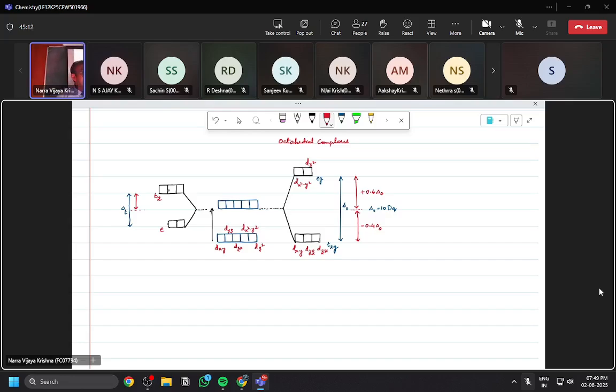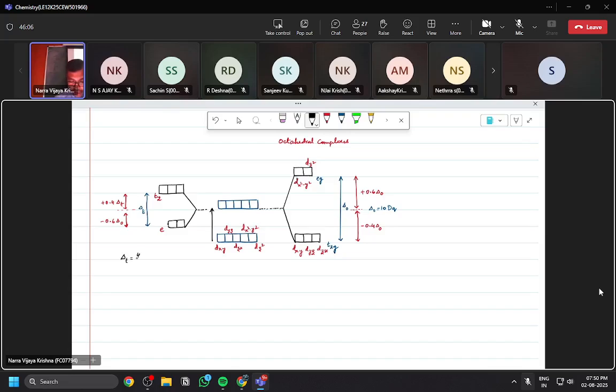What about this T2? How much more energy? Plus 0.4 delta T. Correct, sir? This one minus 0.6 delta T. Are you able to understand? Don't get confused, sir. Let me write this a little on this side. In our target booklet, they have written both separately. Here we are writing everything at the same place. That's all. This is plus 0.4 delta T. This is minus 0.6 delta T. Now compare delta T and delta naught, which is the higher value?